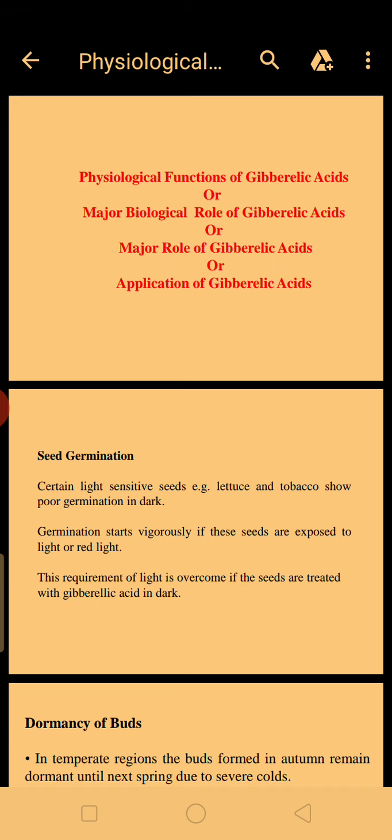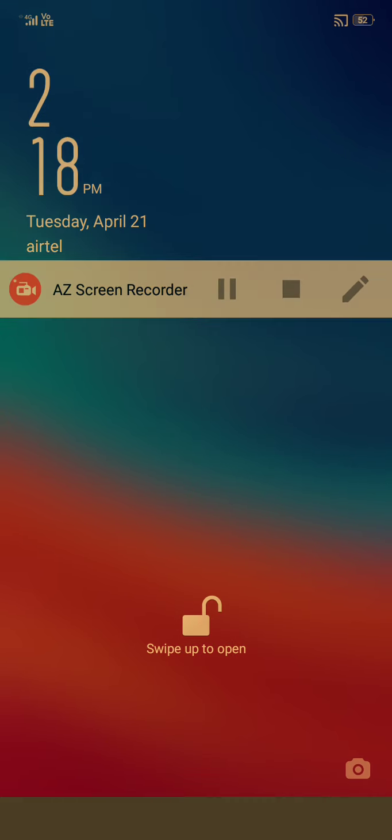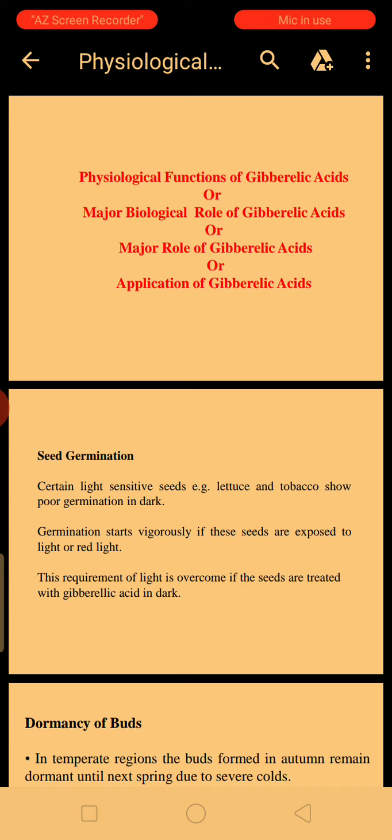Based on light, seeds are divided broadly into two categories. Some seeds need light for germination; these are known as positive photoblastic seeds. Most seeds don't require light during the germination period, and such seeds are known as negative photoblastic seeds. So those seeds which require light for germination can bypass or replace the light if you treat them with gibberellic acid.